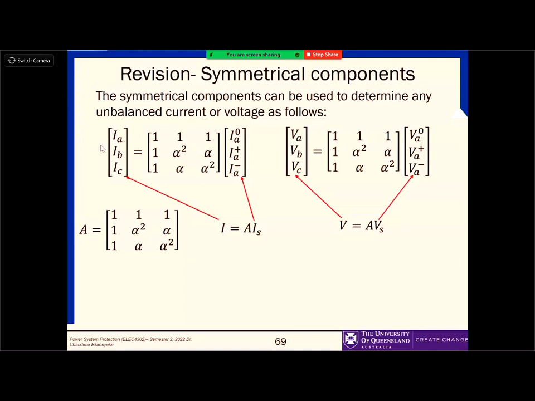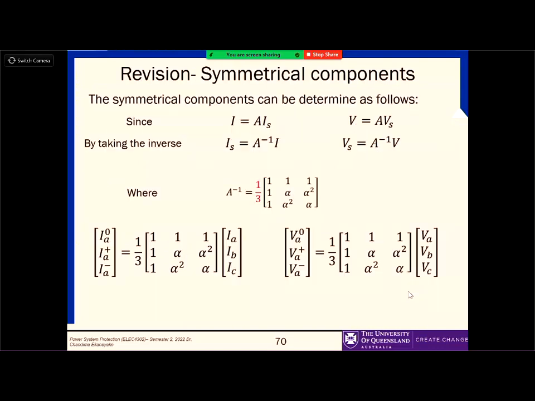But not only for the current, for the voltages also, you can use the same relationship. Okay? So here this A matrix is a very important one. One in the first column and first row, and then alpha squared, alpha, and alpha, alpha squared. So that is a very important matrix in the symmetrical component calculations.